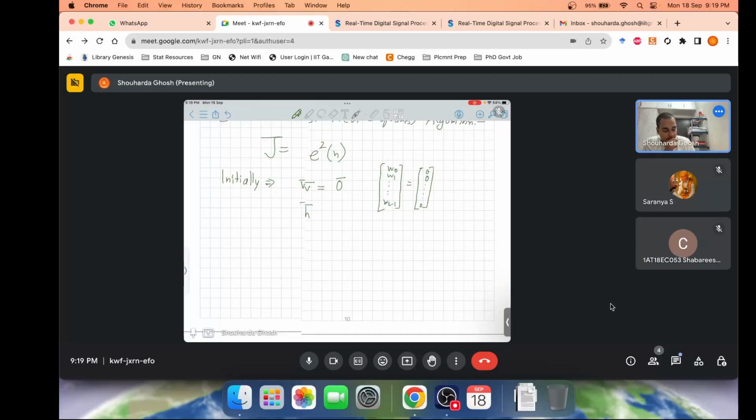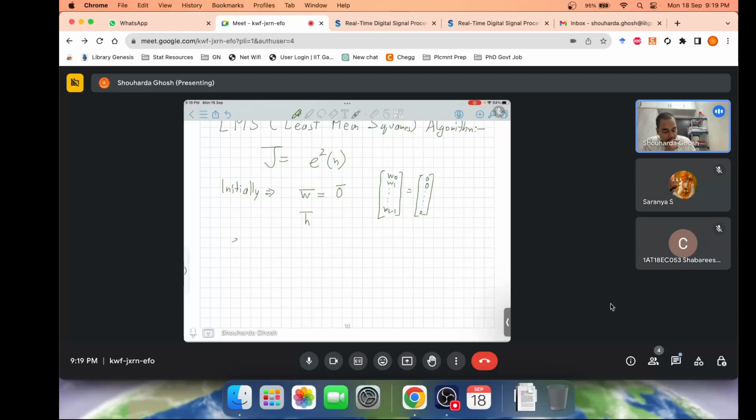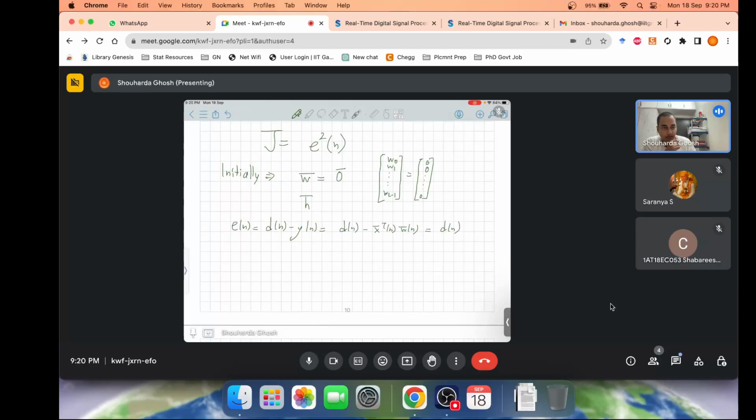So what you actually get initially: e(n) is d(n) minus y(n). d(n) was x transpose of n times h, and y(n) is x transpose of n times w of n. Since w of n is 0, you get d(n). So initially your error is actually high because it depends on d(n) only. It's a finite value, so the error is high.